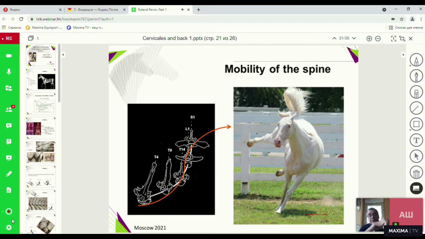It is the reason why you have kissing spine normally between T14 and T17, because it is at this place that you have the least movement. So it is at this place that you have the dysmitis.